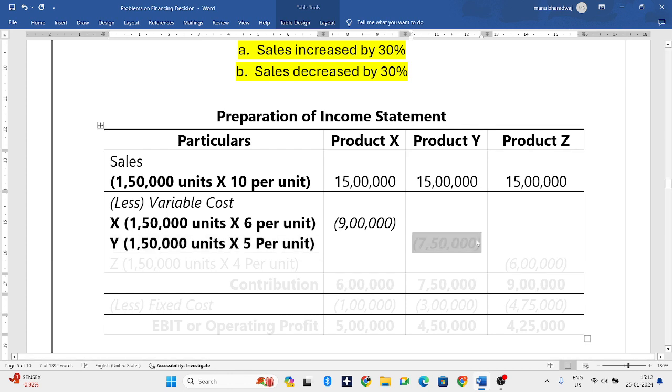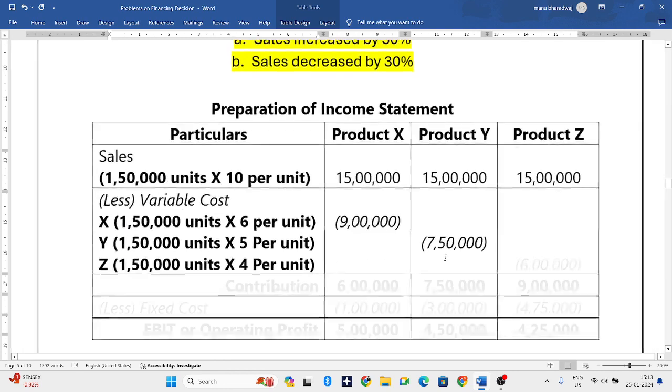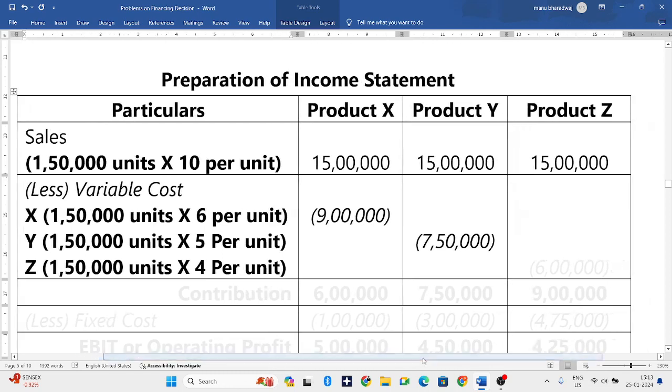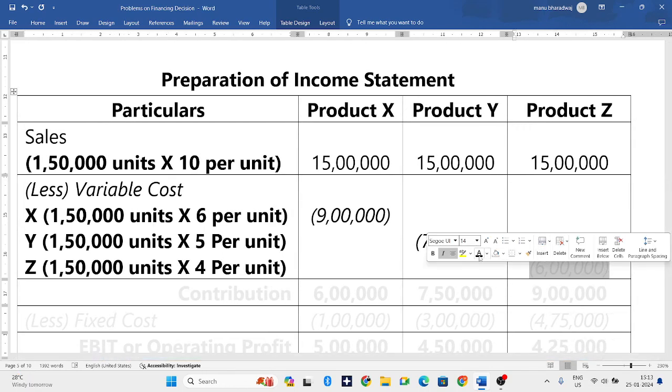It is 5 per unit. So when they have given it in the question, you have to take that. So 1,50,000 into 5 per unit will be 7,50,000. Next, product Z. Product Z will be 4 per unit. Product Z is 4 per unit. So 1,50,000 into 4 will be 6 lakh rupees.